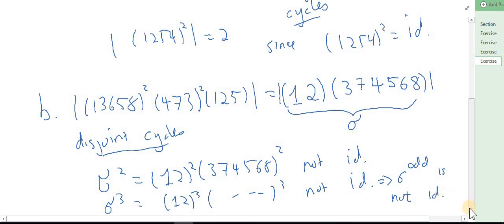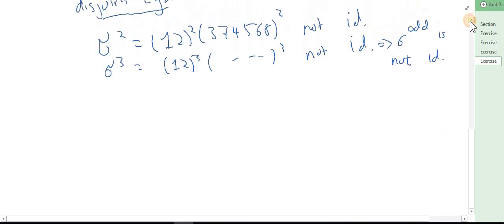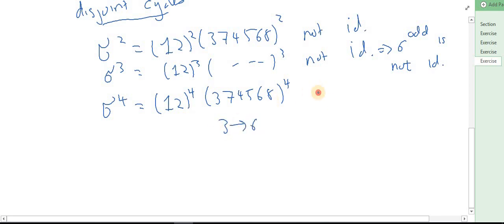All right, so let's go on and see what else we can do. All right, how about sigma to the 4th? Okay. Sigma to the 4th is (1 2) to the 4th times (3 7 4 5 6 8) to the 4th. Now, what about this permutation to the 4th power? Well, just look at 3. 3 goes to 7, 4, 5, 6. So this has 3 goes to 6. So that's not the identity. I don't need to compute anything else. I already know it's not the identity. Let's go on. Now I know sigma to the 5th doesn't work, so let's try sigma to the 6th.